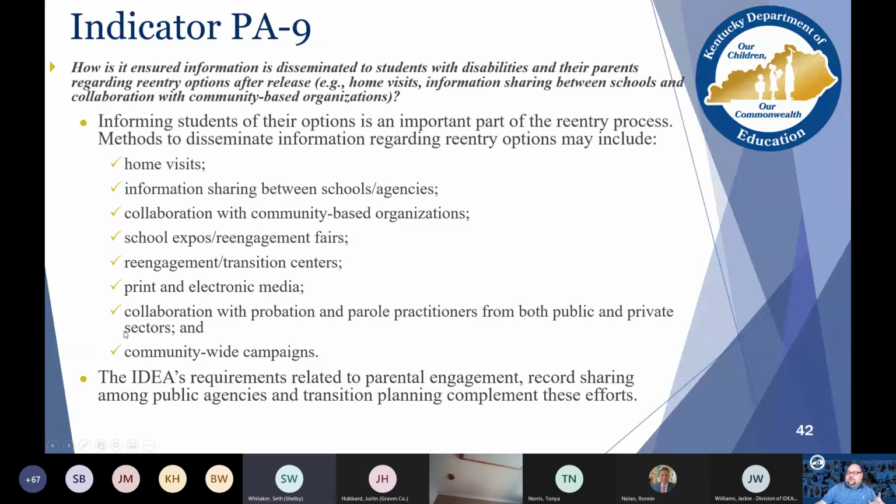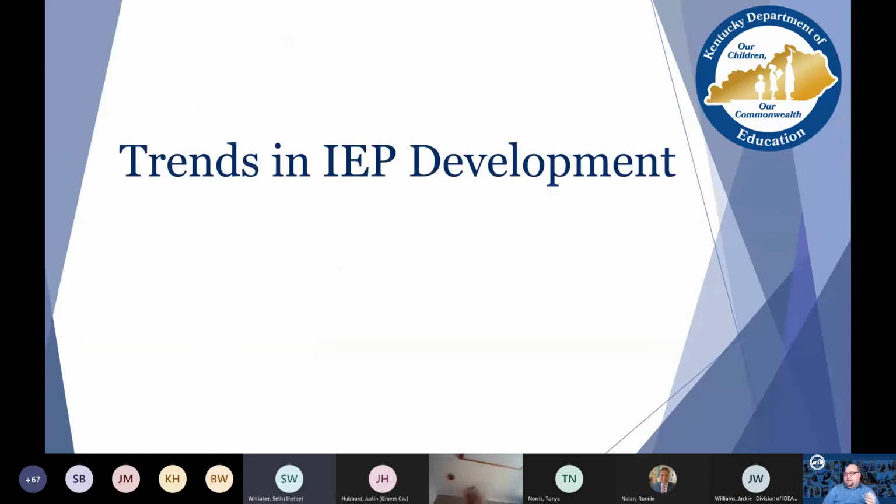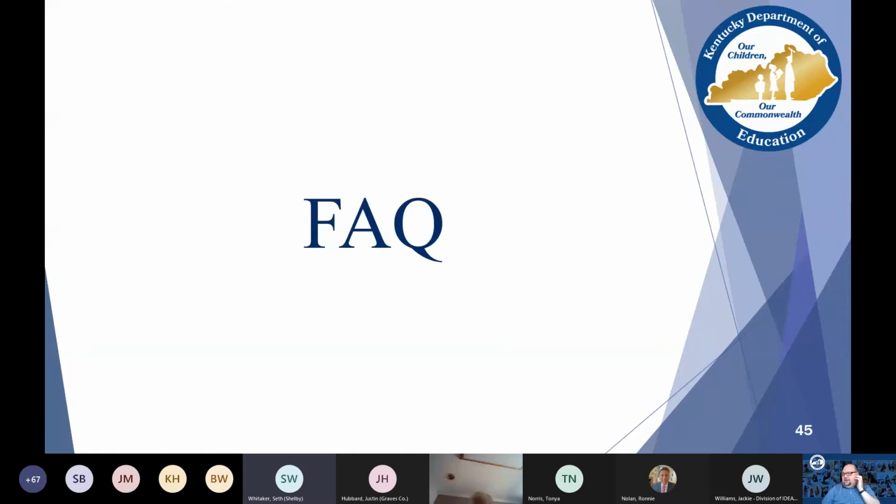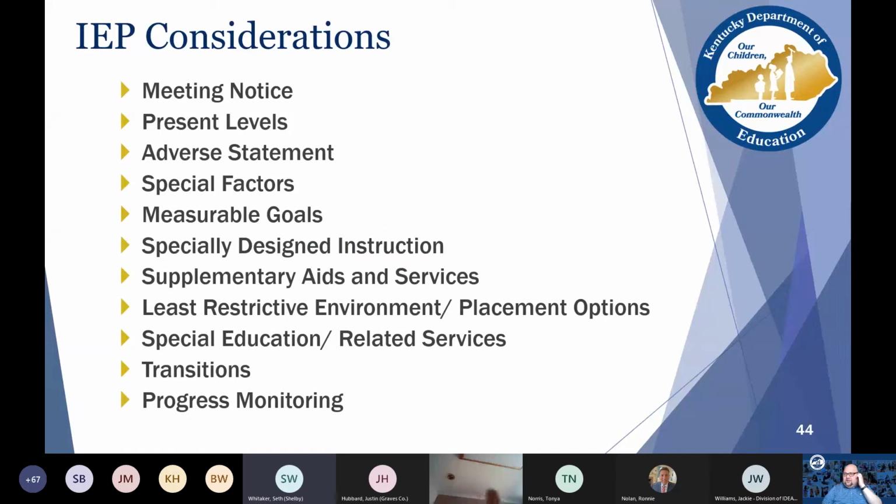So how can you tell students about what's going on? Some facilities have a packet, or they have a person, a counselor of sorts or a youth worker, who meets with these kids and goes over this. It can be done through home visits, information sharing, collaboration with community-based organizations, engagement fairs, print, and community-wide campaigns. Make sure that they understand what they can go back to once they leave your facility.